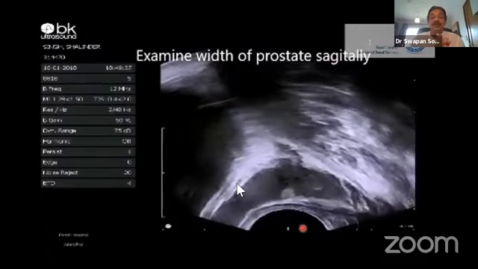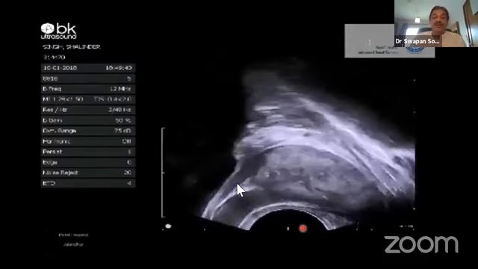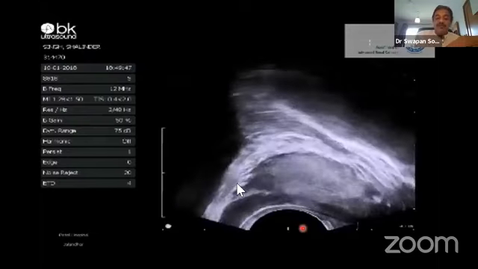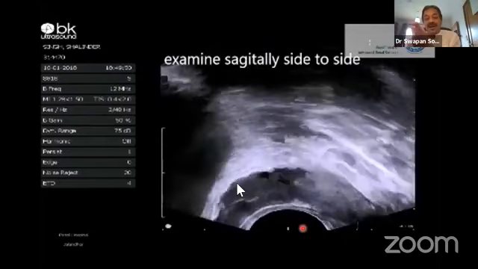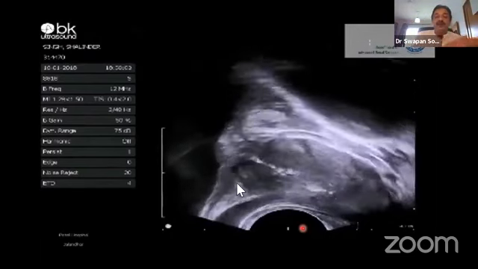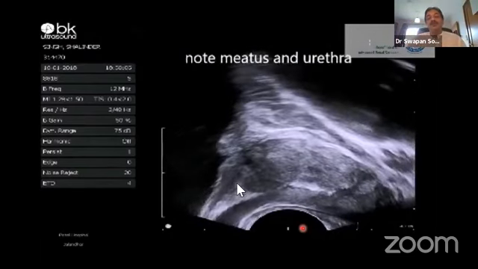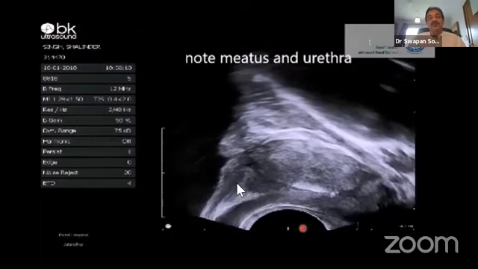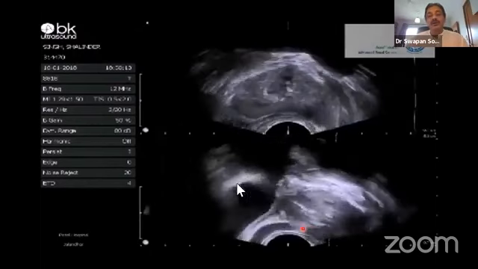In this, you examine the prostate from side to side. You examine the entire length of the prostate from the left to the right side. In the axial view, examine top to bottom, and you can note the measurements, and you can use the sample scan.